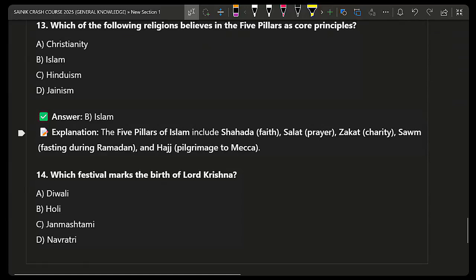Time up. Three students said Holi, wrong answer. And the majority of the class gave the correct answer. That is Janmashtami is the correct answer. 13 students gave the answer.